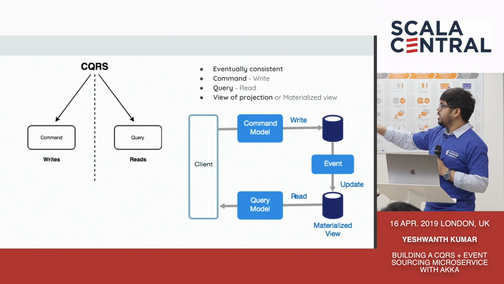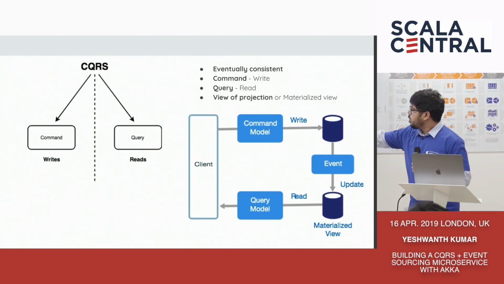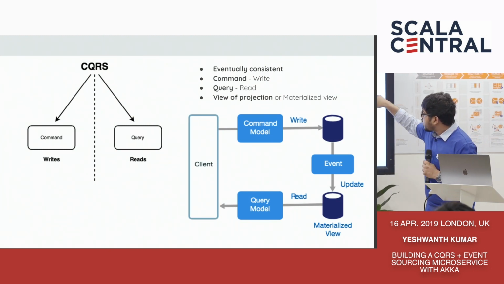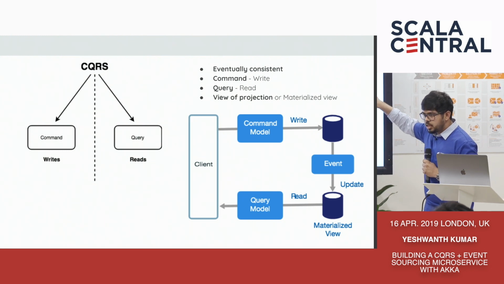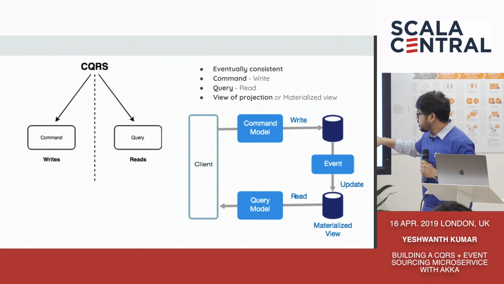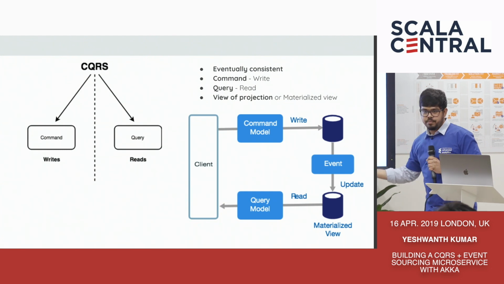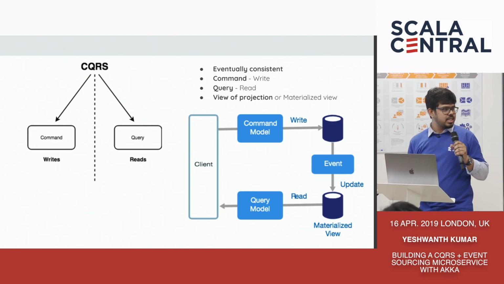The model would look something like this, right? So your command model, you write, and then of course you have a lot of events going in, and then you get a materialized view that you read from. Does that make sense?